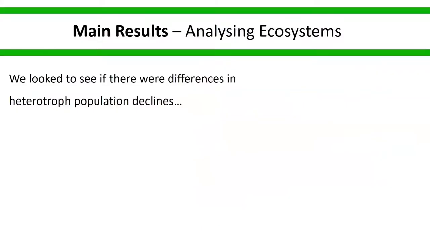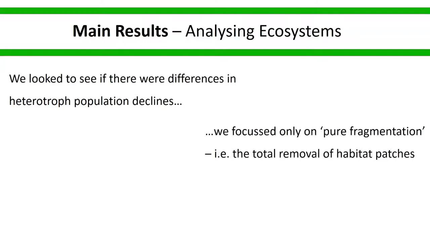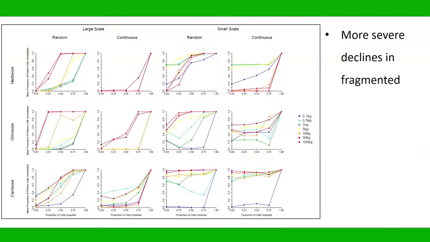The second results I'd like to talk about, we looked specifically at the heterotrophs in the system, and we focused only on pure fragmentation here, just a quarter of the scenarios where we either had destroyed habitat or pristine habitat. There was no semi-habitable matrix for the heterotrophs to move through. And in this 12-panel graph, we have herbivores, omnivores, and carnivores, and increasing severity of population collapse up the Y and increasing extent along the X.